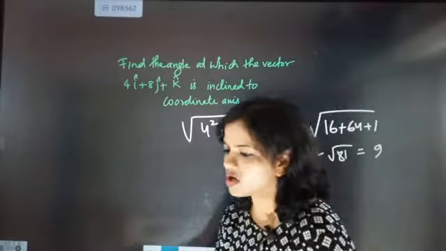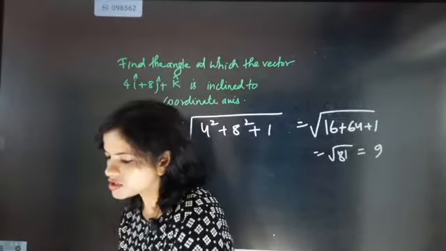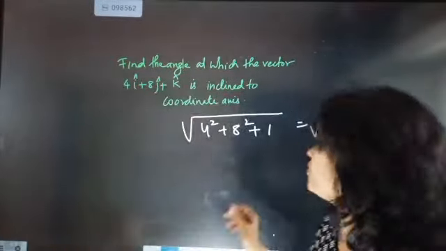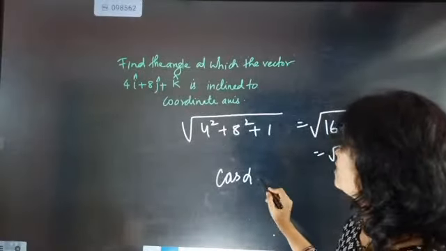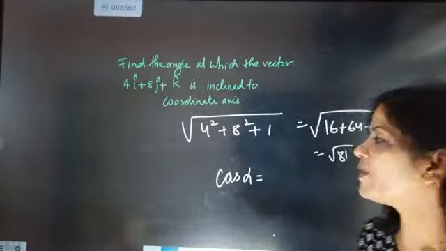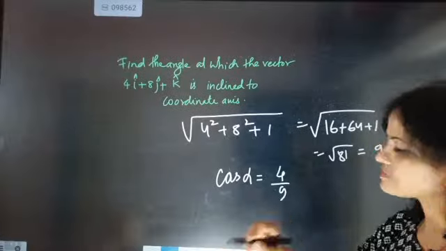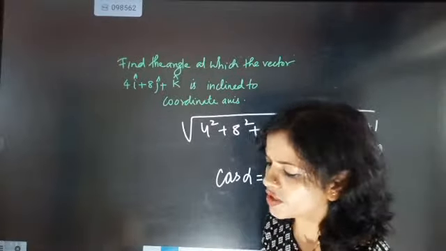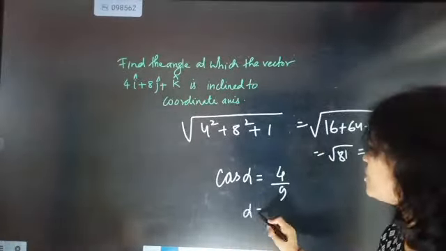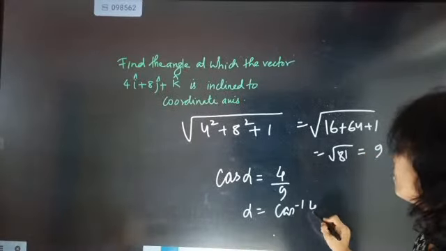So direction cosine cos alpha will be equal to what? Cos alpha will be equal to 4 by 9. Cos alpha will be exactly equal to what? 4 by 9. Correct only. So alpha will be cos inverse 4 by 9.